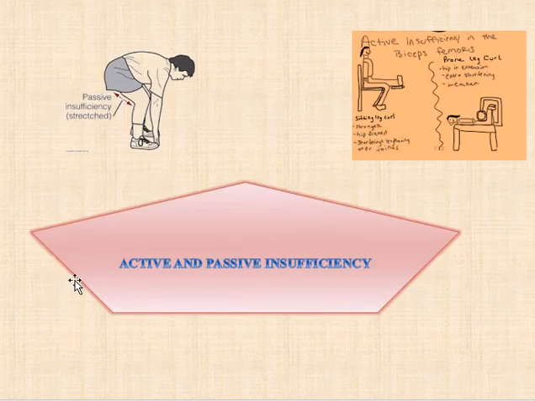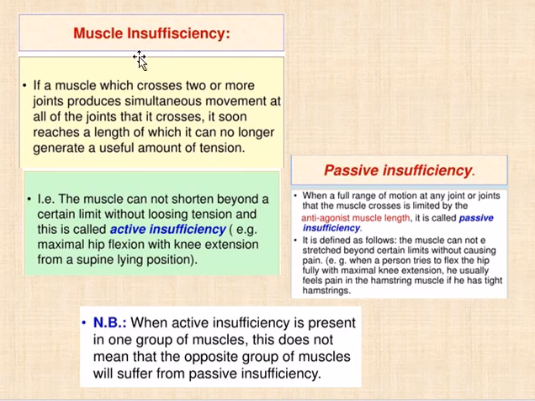Active and passive insufficiency. We will discuss this topic with examples. Now let's start. Muscle efficiency.